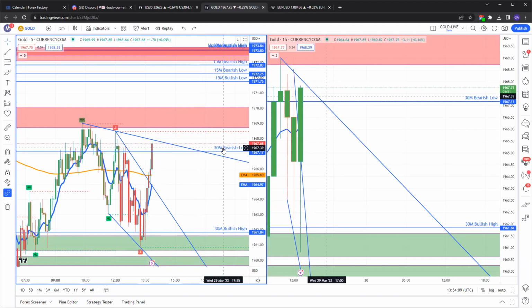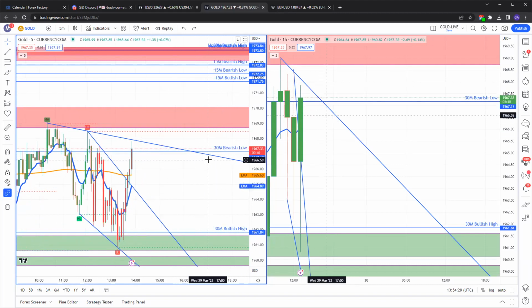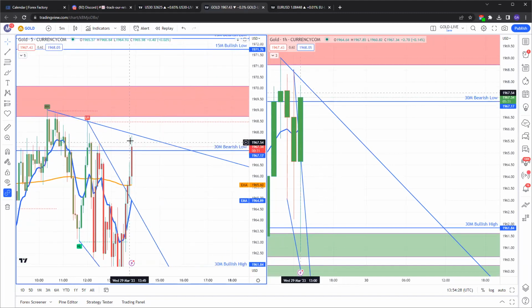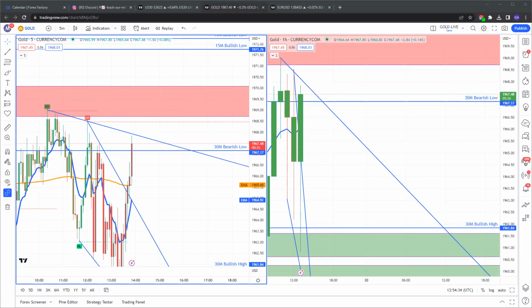Again, I do not trade 30-minute and 15-minute bullish or bearish zones if they're just by themselves. So this 30-minute bearish low, it's by itself. It doesn't have a previous daily high. It doesn't have any other higher time frame zone around it. However, this is what I want to see for a sell, right? I want to see this trend line being respected. Yeah, but I think we're definitely better off just looking for EU trades and gold trades.